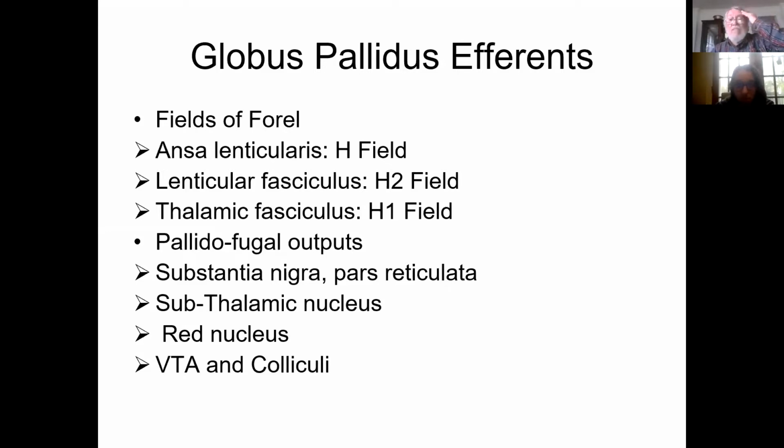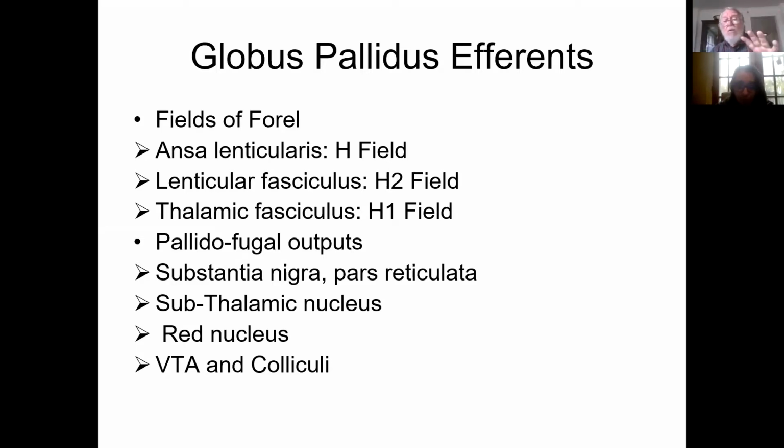Now, where are all three of those H1 and H2 fields of Forel going? It is the Globus Pallidus efferents that are running back into the thalamus. So it is the striatal output going back into the thalamus, specifically what two nuclei of the thalamus? The VA nucleus and the VL nucleus of the thalamus. So they are projecting to the VA and VL thalamus.